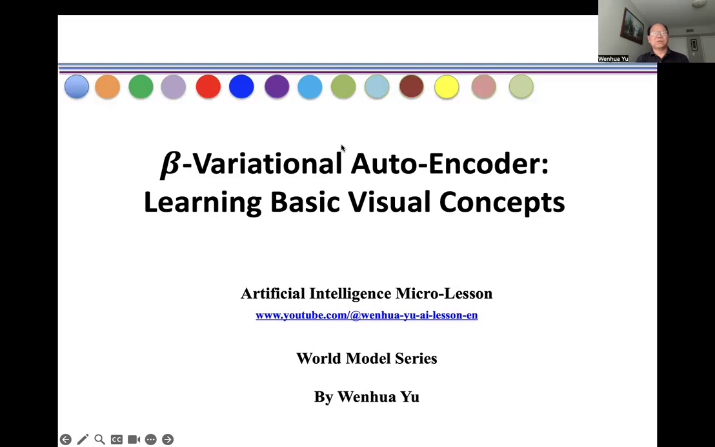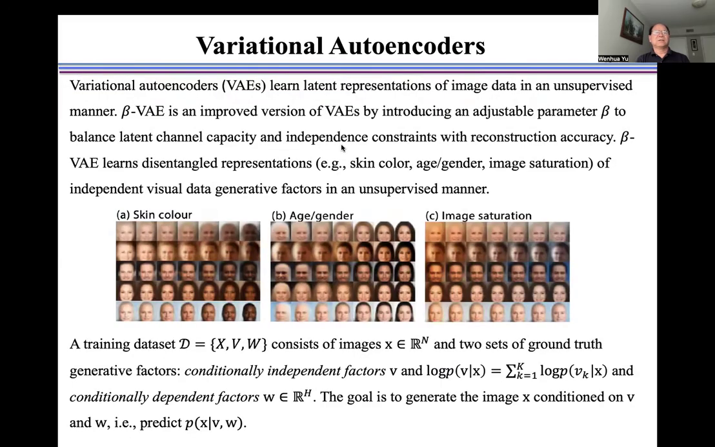In this video, I introduce a beta variational autoencoder, learning basic visual concepts. Variational autoencoders learn latent representations of image data in an unsupervised manner. Beta VAE is an improved version of VAE by introducing an adjustable parameter beta to balance latent channel capacity and independence constraints with reconstruction accuracy.